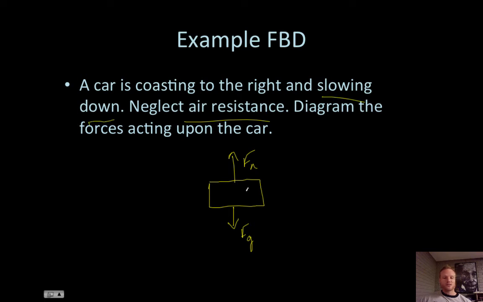The car is slowing down. What would cause a car to slow down? Well, I'm thinking it is friction, right? And so the friction must be going to the left. You may say, well, how do you know that? The reason I know that is because it's coasting to the right and slowing down. So to cause it to slow down, it must be slowing it down to the left. A force must be being applied to the left and be slowing it down.